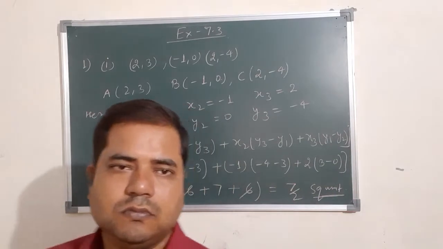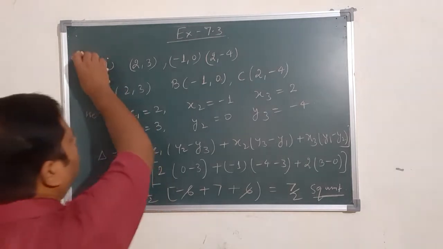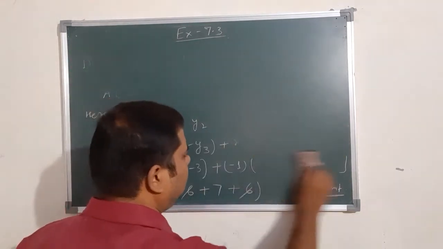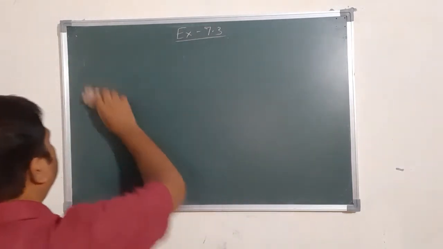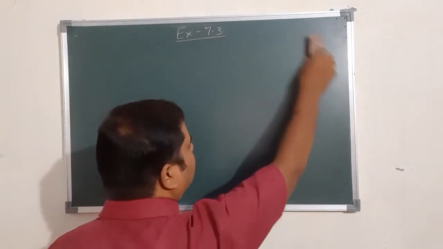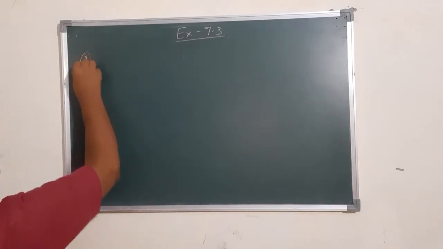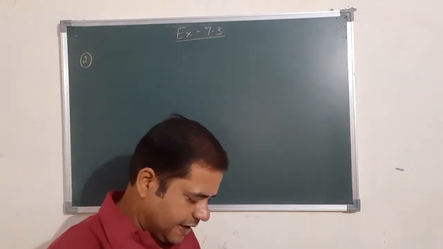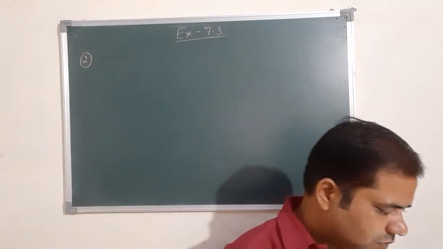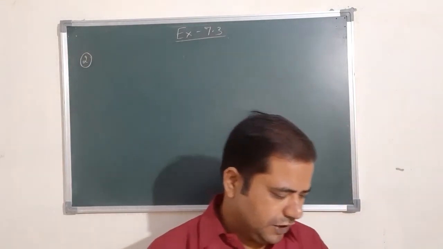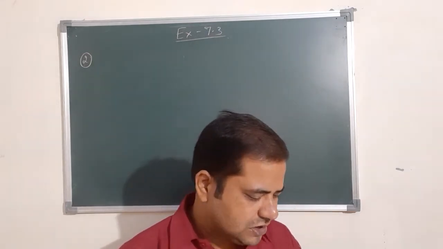Okay, I hope you noted it. Now, next question is question number 2. In this question, only one part I have done. The next part is your homework. So there are two parts. First I have done, but second one is your homework. So next question, question number 2. For what value of k the given points are collinear. In each of the following cases, find the value of k for which the points are collinear.